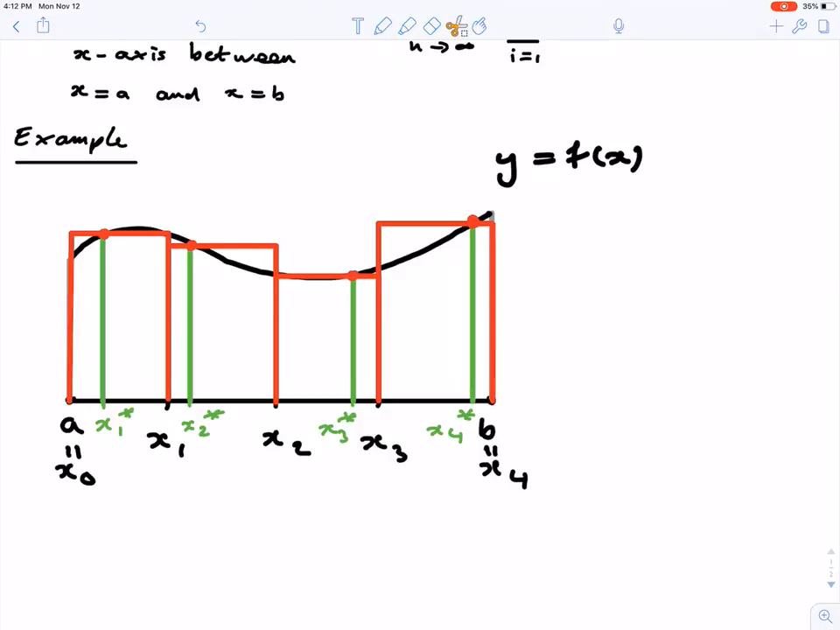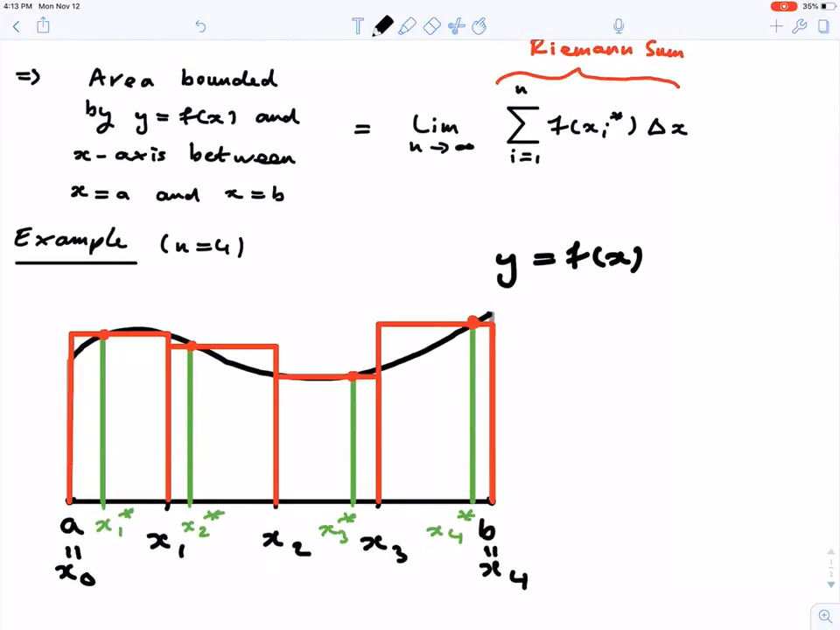So for n is equal to 4, this is what we have. You take the base, you divide it into 4 pieces, each of equal length. So that's what the capital delta x is. It's b minus a divided by n in general, b minus a divided by 4 in this picture. So that divides it into 4 subintervals, and in each subinterval you choose a sample point, x_i star. You can see them at the bottom, they're in green. And then you look at the value of the function at those points. So in this situation, it would be the height of these green lines, and then you draw rectangles with height given by these green lines, and you sum up the areas. So this is the picture for n is equal to 4. For larger n, you have more.